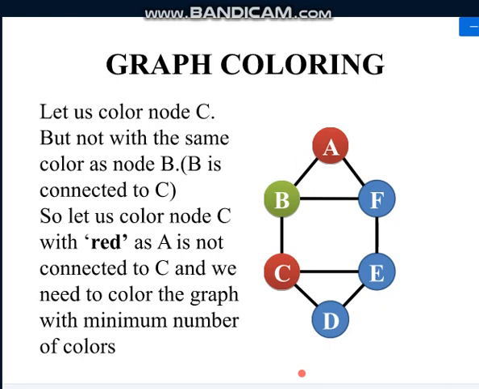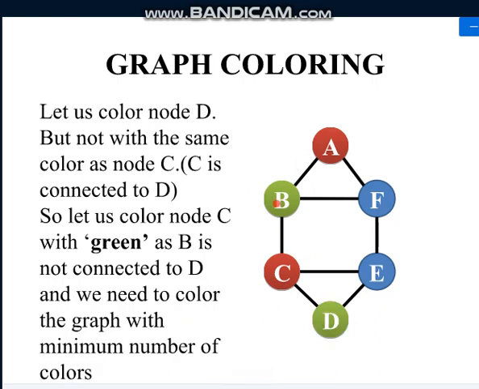The next node here is D. So let us assume we want to color D now. D is connected to C, so I cannot color this node with red. But is D connected to B? No, it is not connected to B. So I'll color this node D with green.